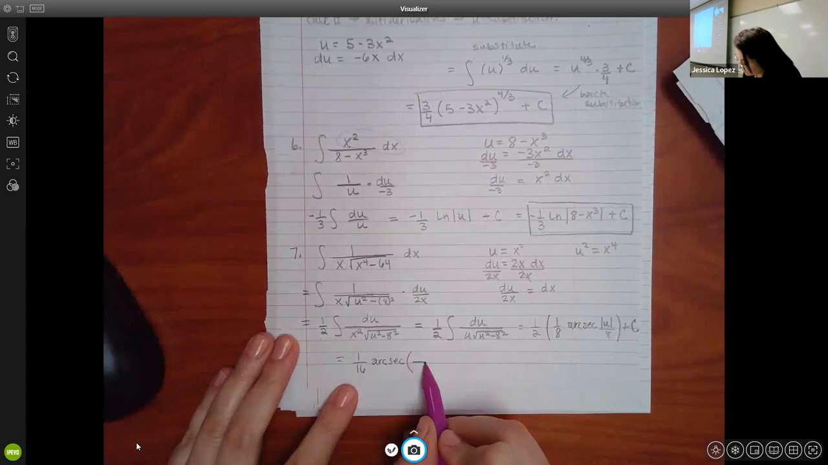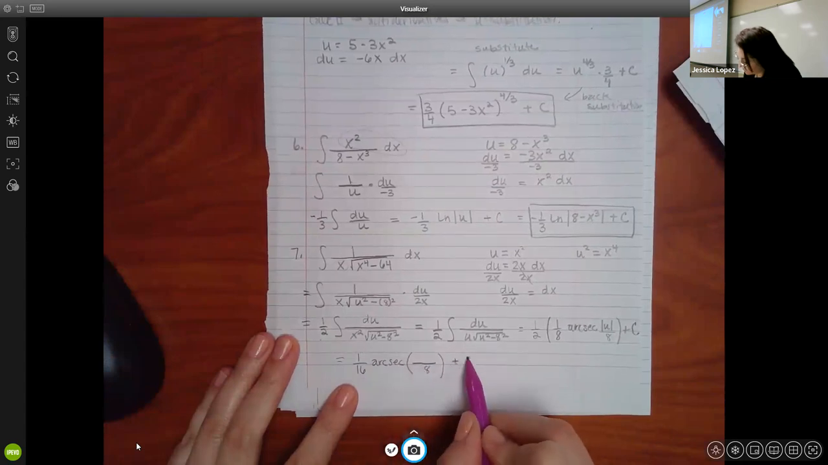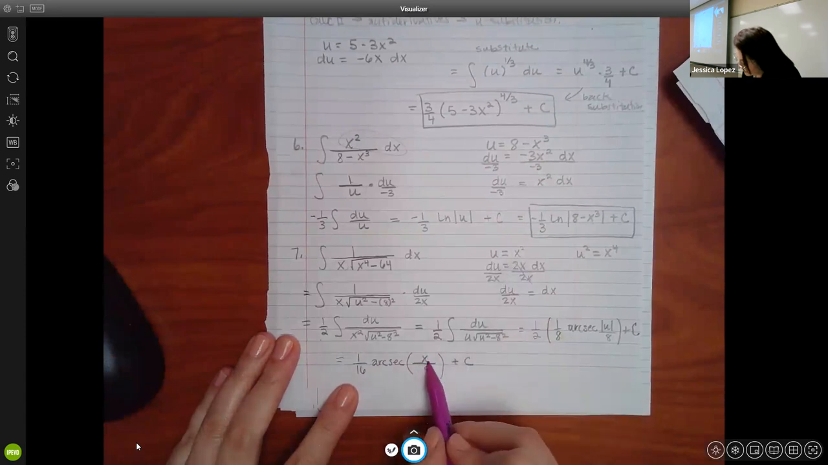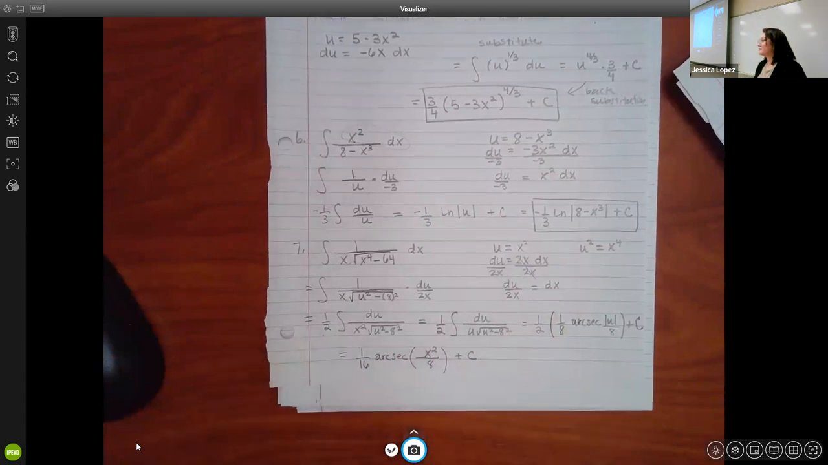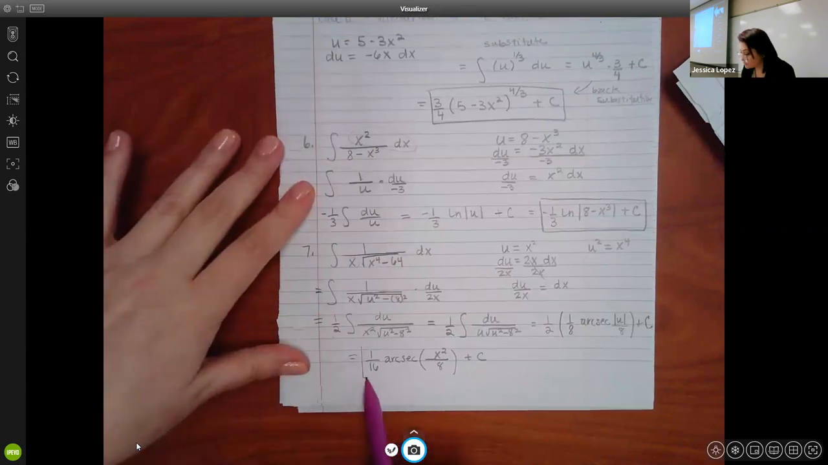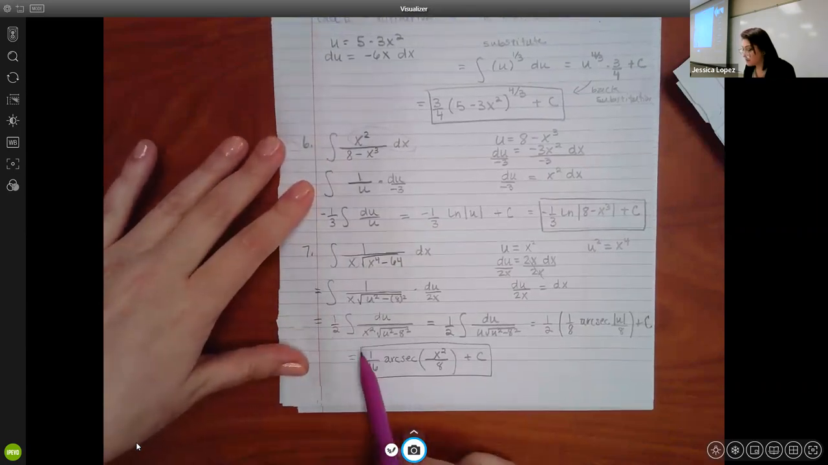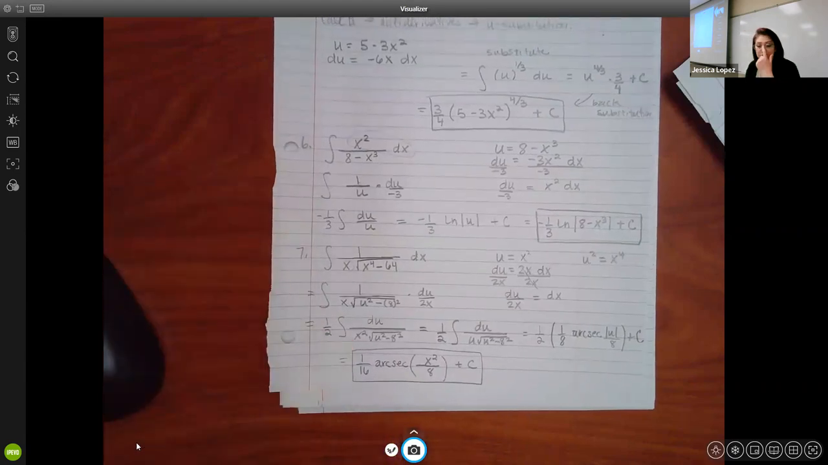And then what is u? That's x squared, right? x squared. And so we don't need the bars, right? Because isn't x squared always going to be positive? So we don't have to have those bars there. This one was really weird. I was hoping that I would be able to turn these x's into u's, but really had to mess with it to see.